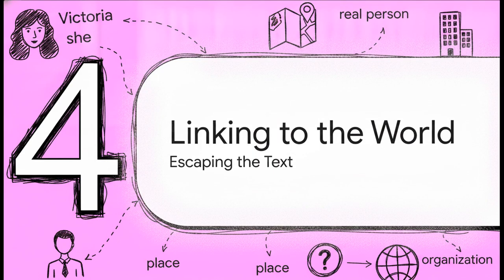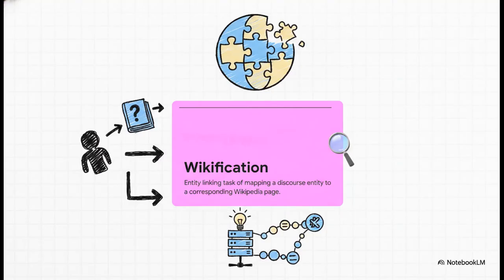All right, section 4, linking to the world, escaping the text. So the AI knows Victoria and she are the same within the document itself. But how does it map those text labels to real people and real organizations out in reality? Well, this requires entity linking. You see, understanding that she is Victoria is really only half the battle. If you ask a chatbot a question about Victoria, the AI needs to know which Victoria you mean.